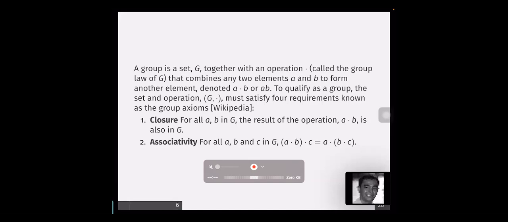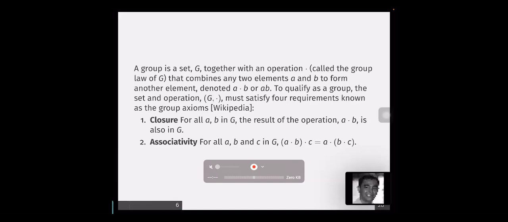It's an operation which takes two elements and produces another element, no? So for example, in mathematics there can be different kinds of operations, no? So for example, the plus, the minus, no? They are operations.